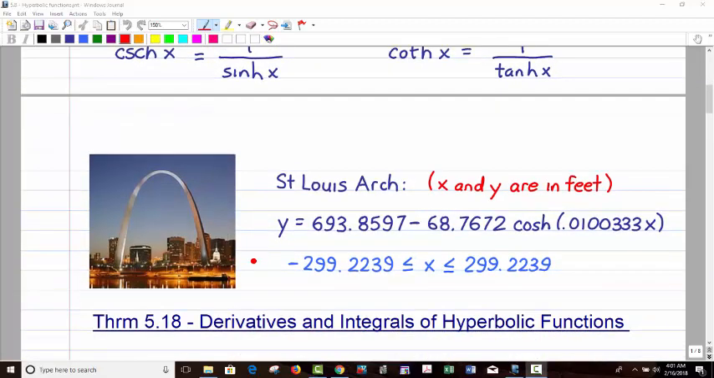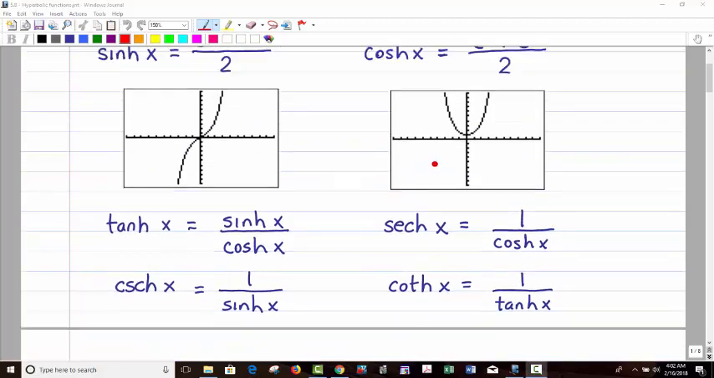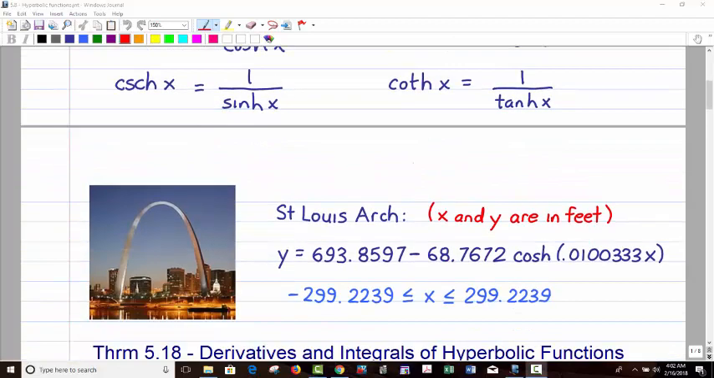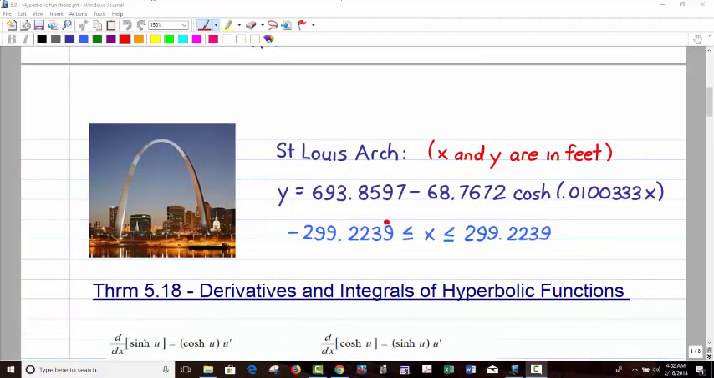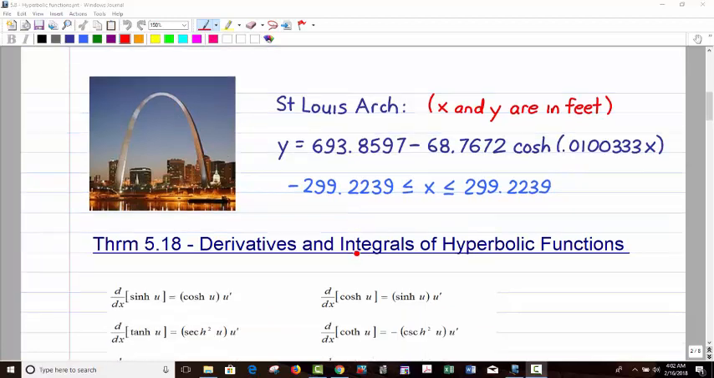Here's an example I found from a book just to show you a real-life application of where a hyperbolic function is used. The St. Louis Arch looks like a parabola, but you can see the hyperbolic cosine looks like a parabola. Now it's negative here because it's going downward. So basically it's 600 feet across. If you start with x being in the middle, it's 300 feet one way, 300 feet the other. There's the equation. I think it would be interesting to see how they came up with that equation. And so for any value of x in the range, you can put it in there and it'll tell you the height of the arch at that point.